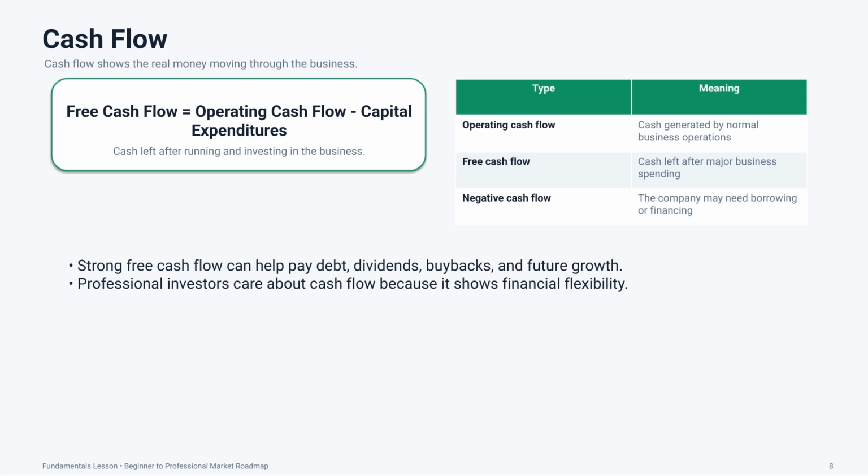Strong free cash flow is very important because a company can use it to pay down debt, pay dividends, buy back shares, invest in future growth, or protect itself during difficult markets. Negative cash flow can be a warning sign because the company may need to borrow money, raise financing, or issue more shares. The main idea is earnings show profit, but cash flow shows the real financial strength of the business.